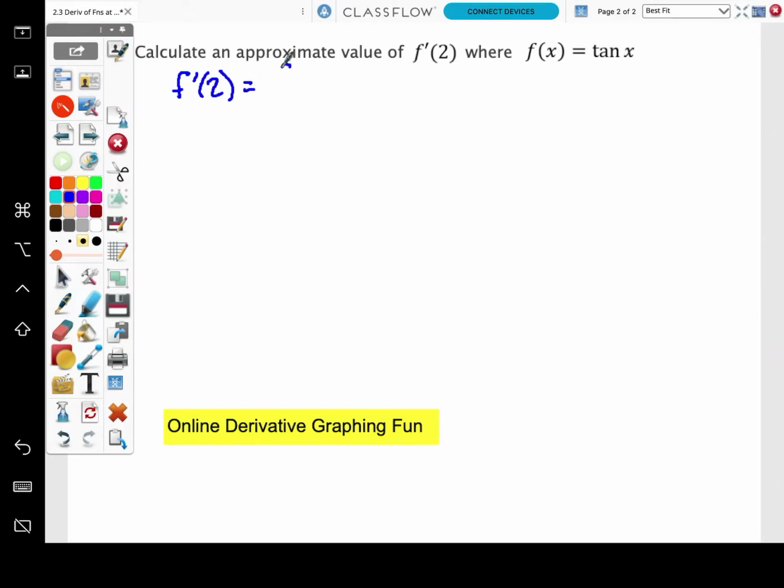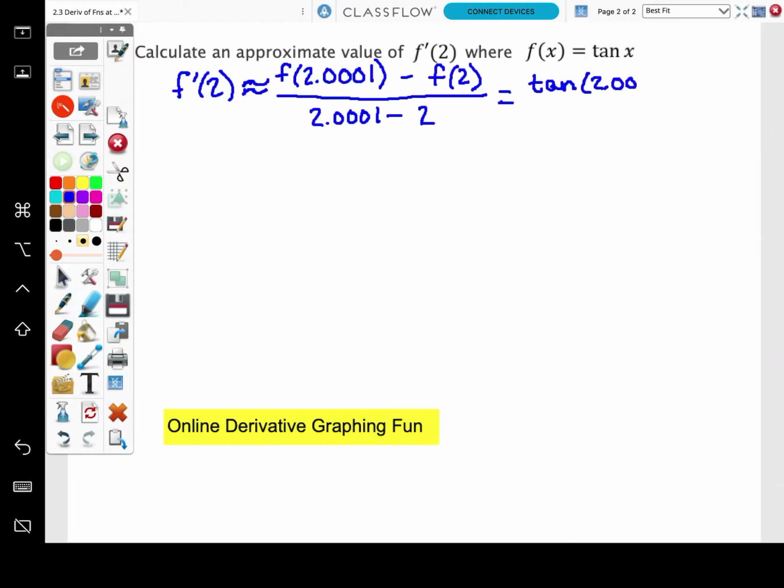So maybe to approximate f prime of 2 here, we do f of 2.0001 and f of 2. Those two things are very, very close. So we'd have our points very, very close. So we could do it that way. And I forgot those were approximately. Here we go. I need the tangent of 2.0001 minus the tangent of 2 over 2.0001 minus 2.